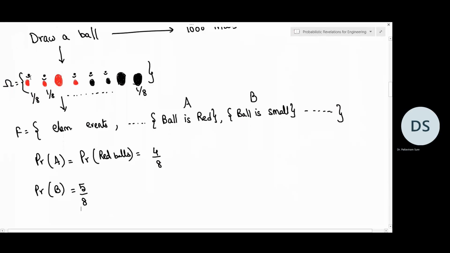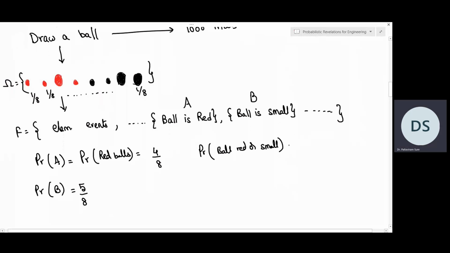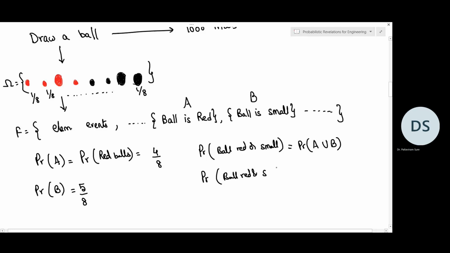So let us now write what is the probability of A or B. Means what is the probability of a ball being red or a ball being small. The ball can be red also or the ball can be small also. So this is the probability of A union B. Now let us also write the probability of ball being red and small. So this is the probability of A intersection B. This is our joint probability.